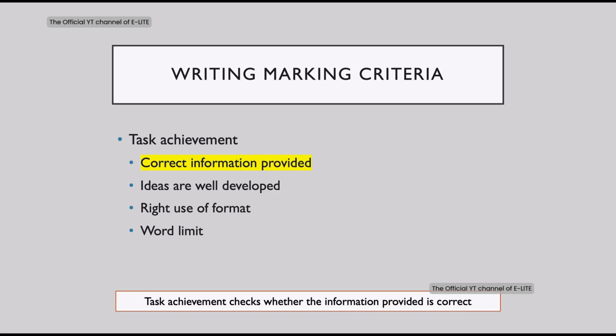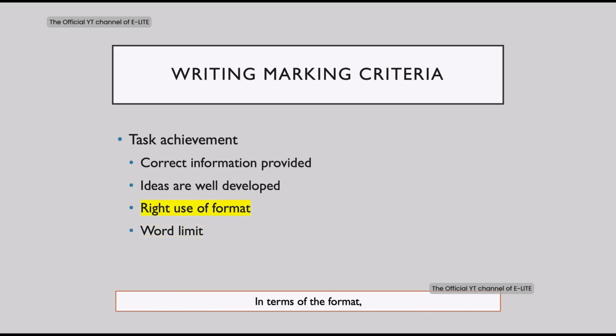The task achievement checks whether the information provided is correct and how well it is provided in the writing paper, something we will look at in more detail in the next lesson. It also checks the use of the right format and if the candidate has written more than the minimum amount required.